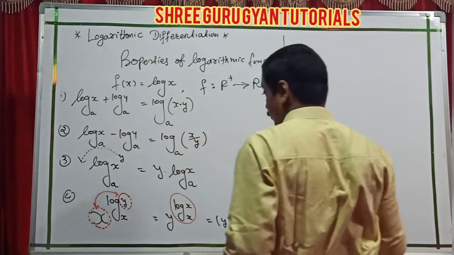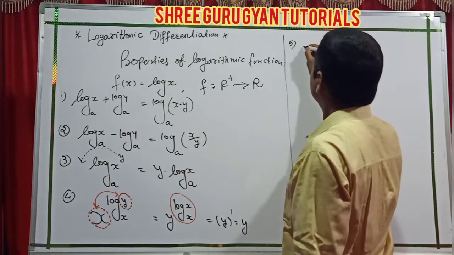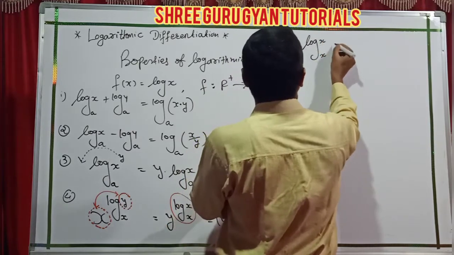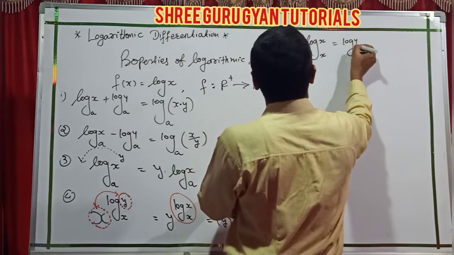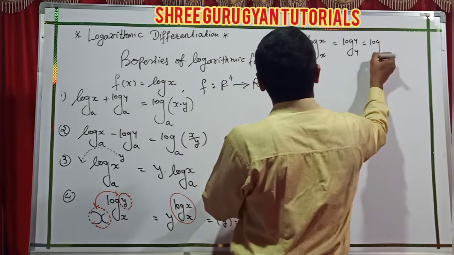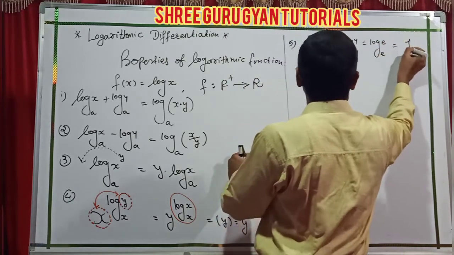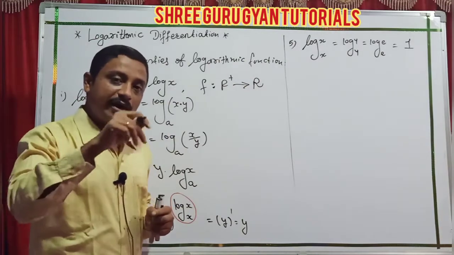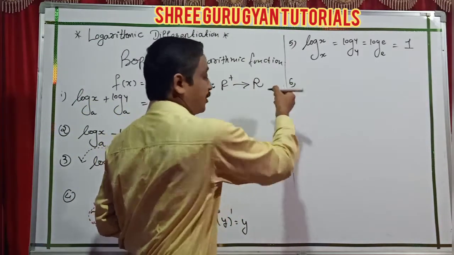Property continues. Fifth one. The fifth property is in this way: log x base x, or log y base y, or log e base e, must be, answer is 1. Why 1? I explain in the sixth property.